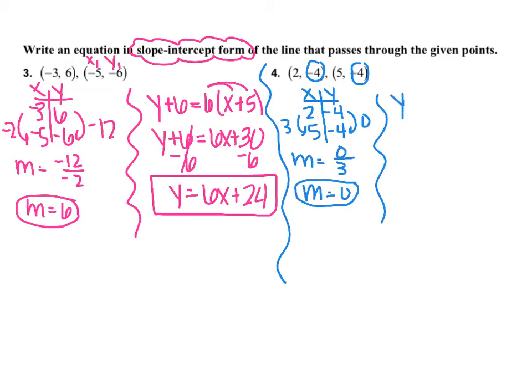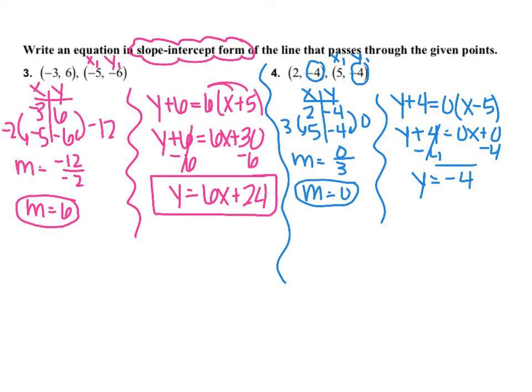So if I pick the second point as my x1 and y1, it doesn't matter which one I pick, and get y plus 4 is 0 times x minus 5, and then I get y plus 4 is 0x plus 0, and subtract 4. Right, I get y is 0x minus 4, or just minus 4. Right, I could also have written that right away just by looking at the y values and saying they're negative 4.